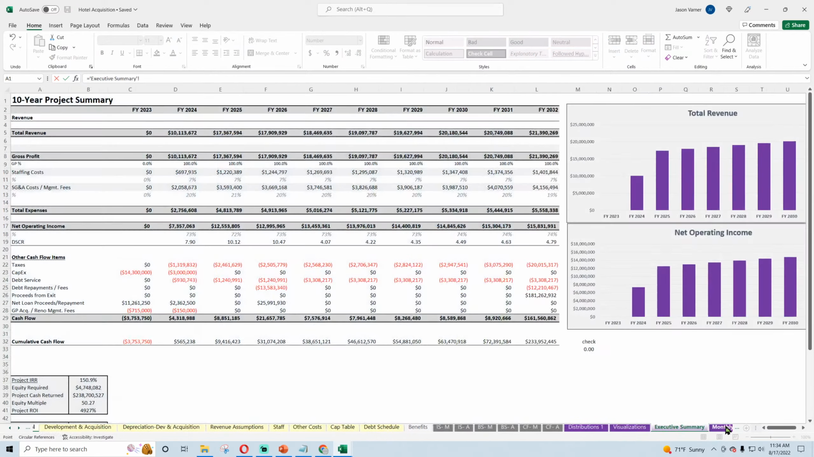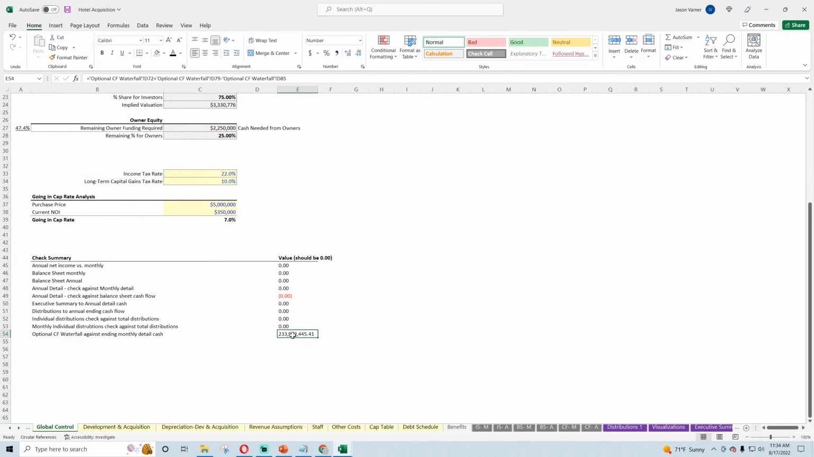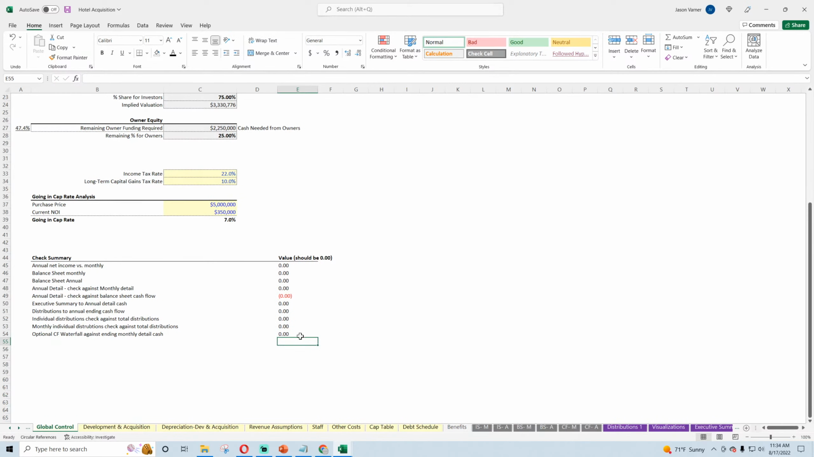I believe this is done, and it is this. Where is it? I guess it would be this total plus this total minus the fees, because those are already in the deal. And then that minus the annual ending cash flow here. Perfect.